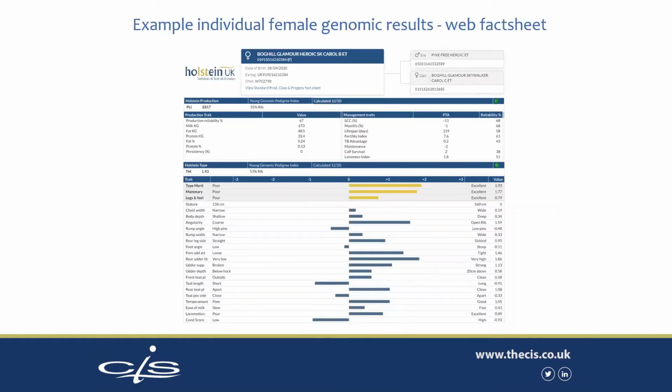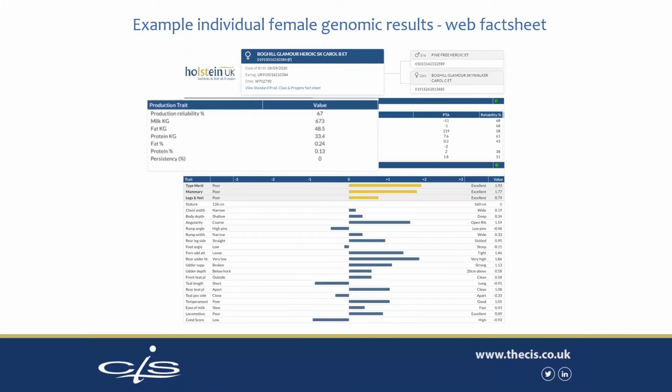This is an example of an individual fact sheet genomic result for a pedigree Holstein, and you'll be familiar with the basic setup of the fact sheet. Really, the results are split into three sections. There's a section of production traits, milk kg, fat kg, protein kg, and so on.